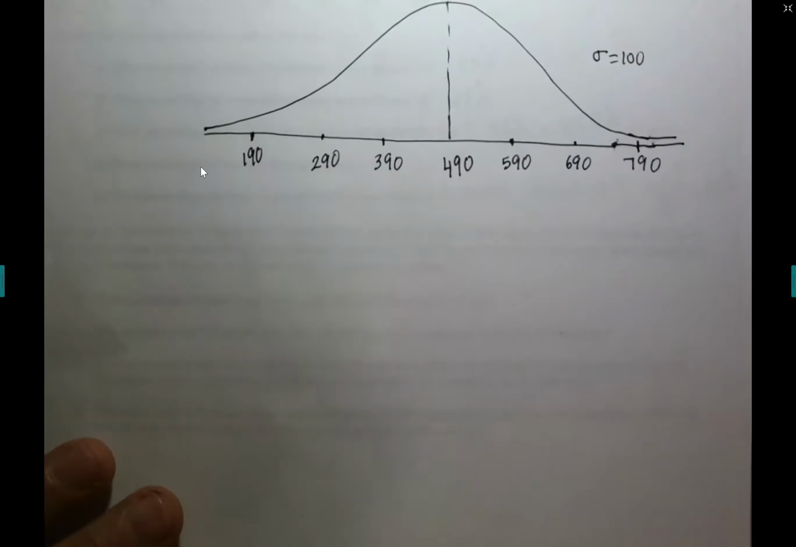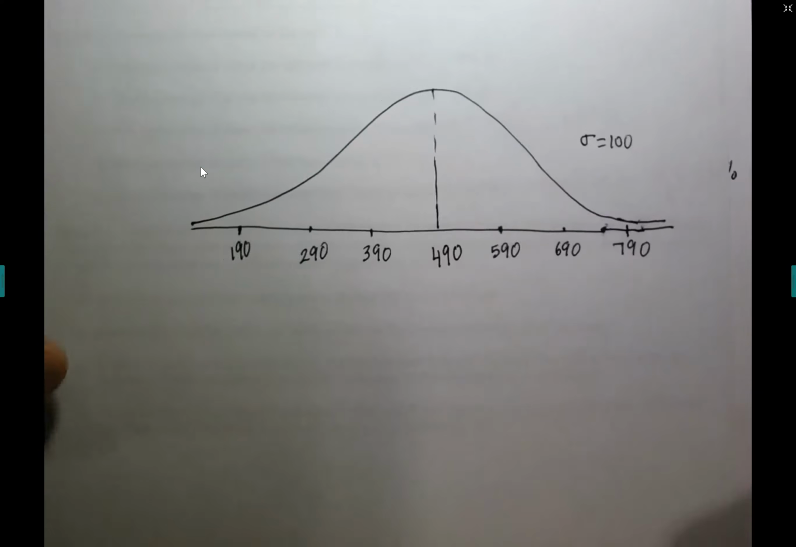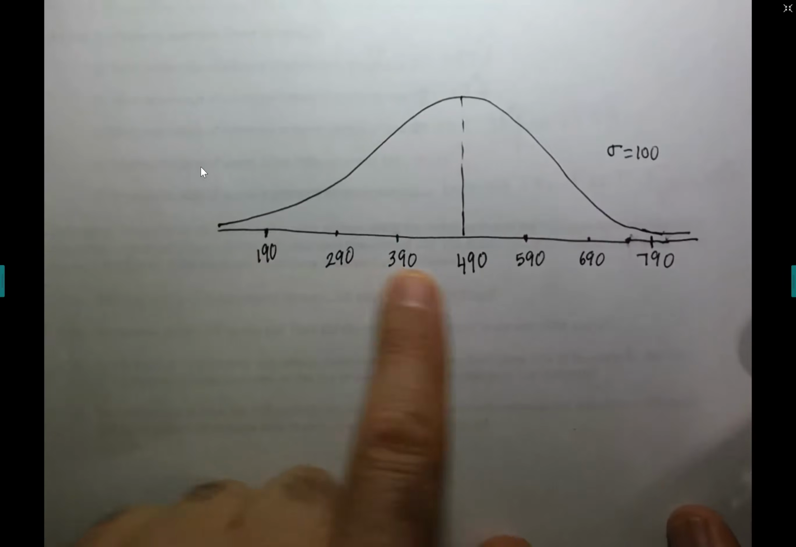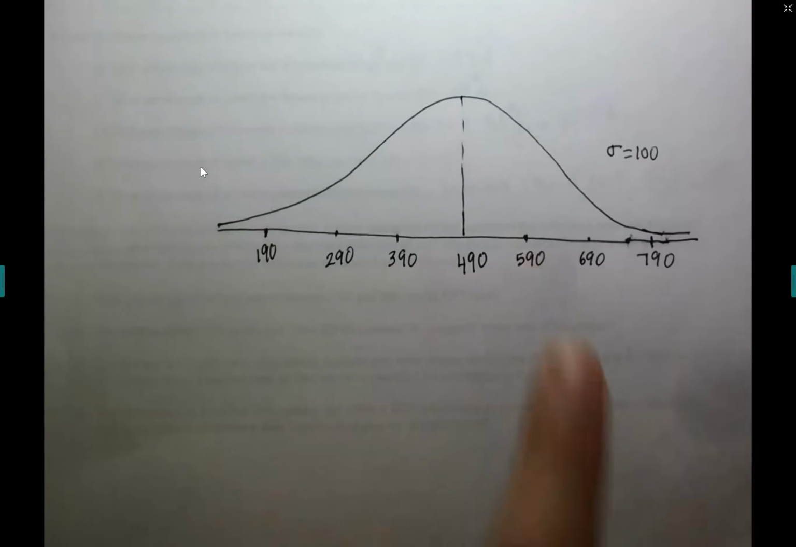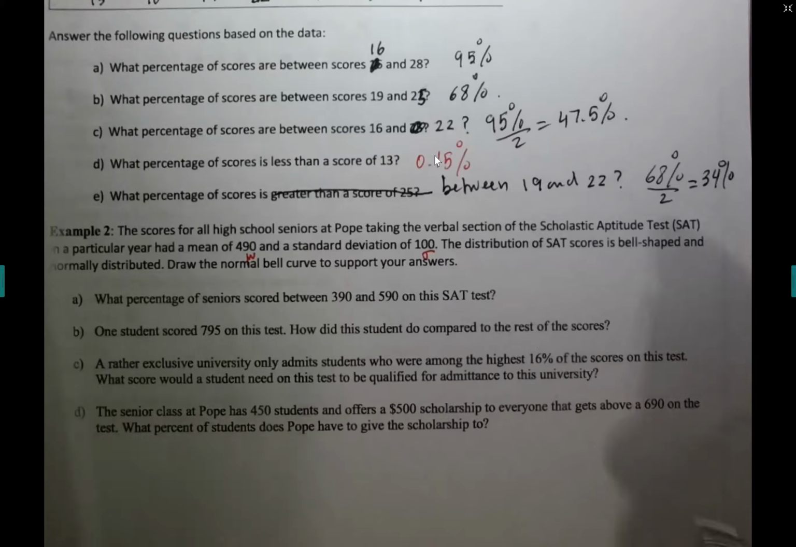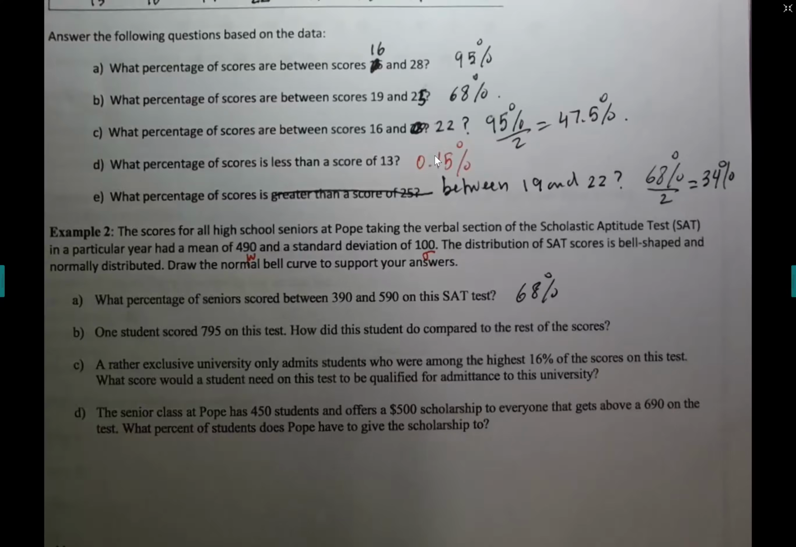The first question: what percentage of the scores are between 390 and 590? You should easily answer this question, guys. What percentage of the scores are between 390 and 590? Who can give me the answer? Remember 68, 95, 99.7%. I heard the students saying 68. Let's see in the chat. Yeah, 68%. That is correct. Done. You don't do any work other than this.